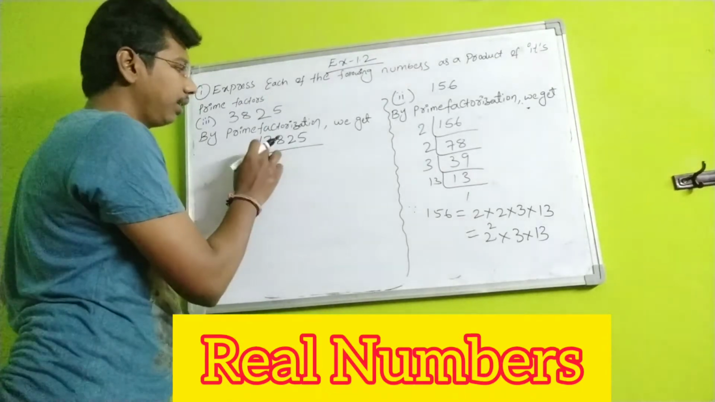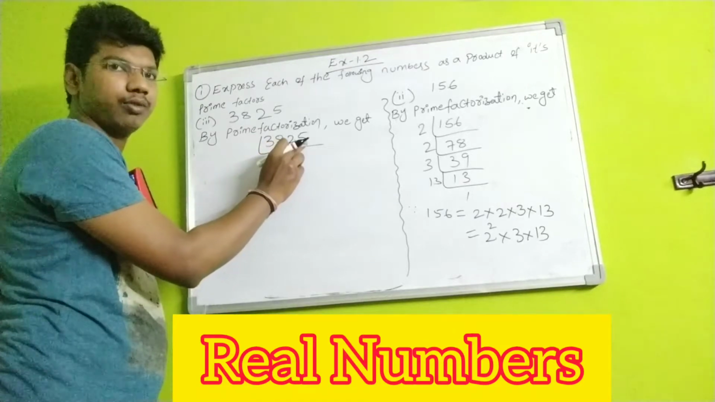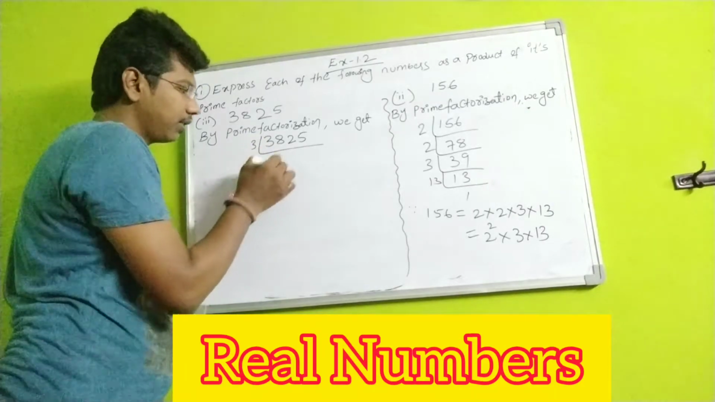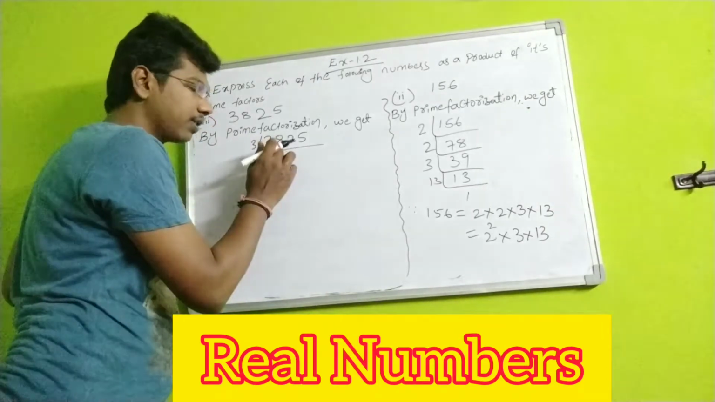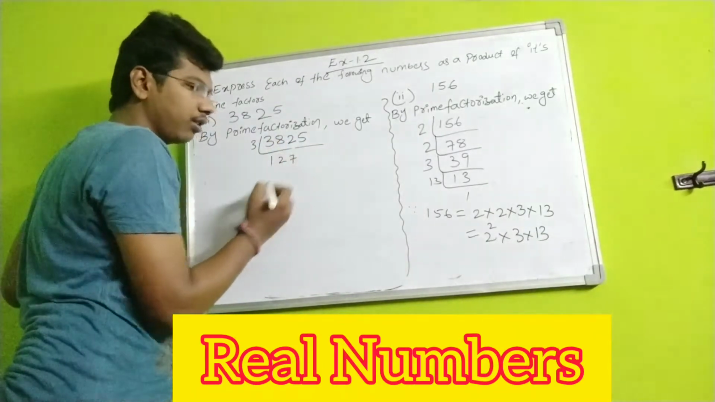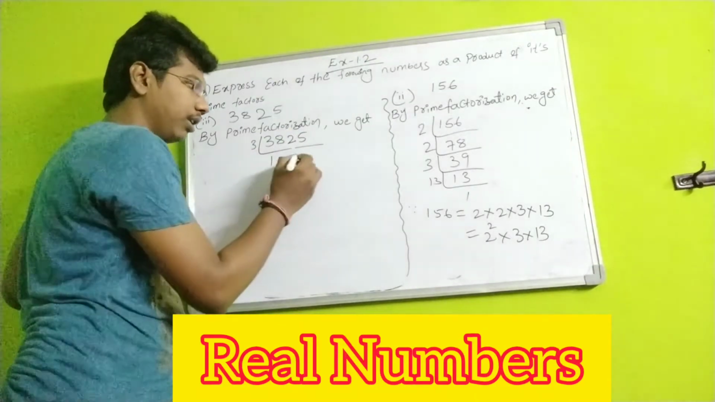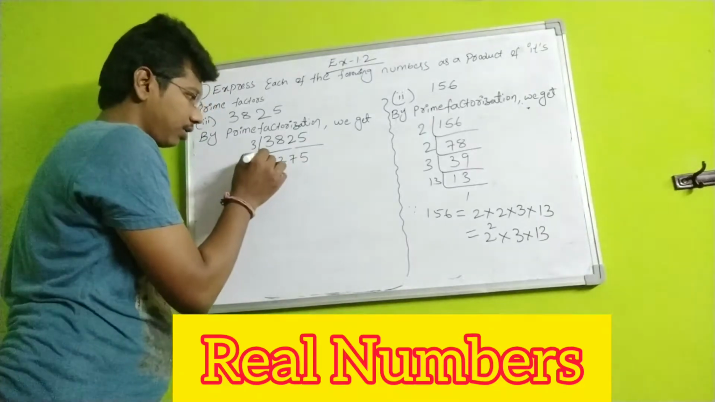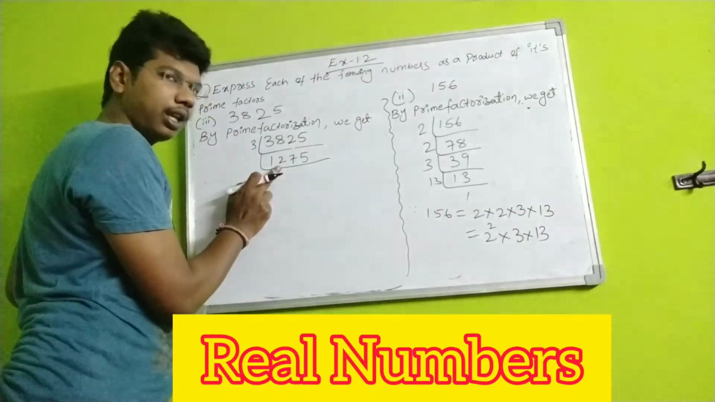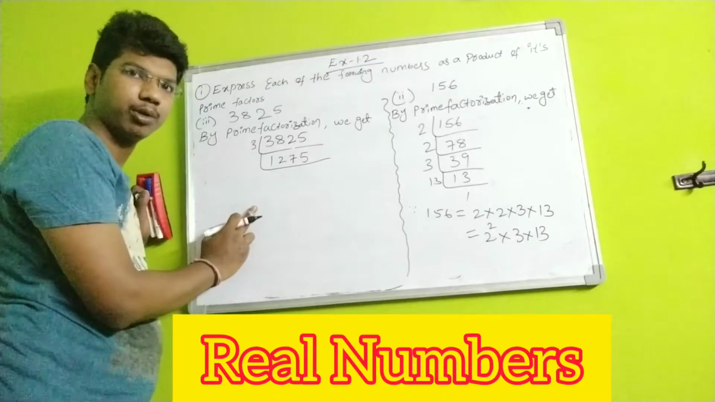Next check 3. 3 plus 8, 11, 11 plus 2, 13, 13 plus 5, 18. Yes, 18 is divisible by 3. Now take 3, 3 ones are 3, 3 twos are 6, 2 carry. Now this 2 becomes now 22. 3 sevens are 21. Now 22, 1 carry, that 5 becomes now 15. 3 fives are 15. Now check again whether this number is divisible by 3 or not. Here 1 plus 2, 3, 3 plus 7, 10, 10 plus 5, 15. Yes, 15 is divisible by 3.